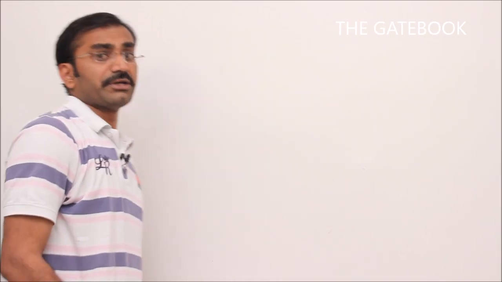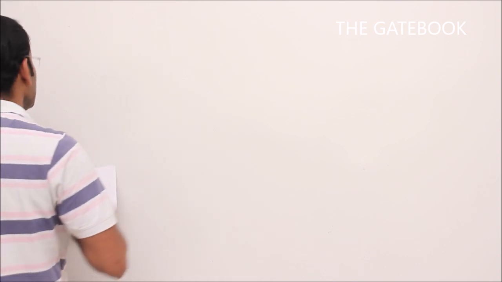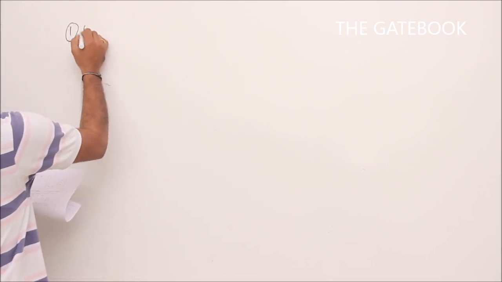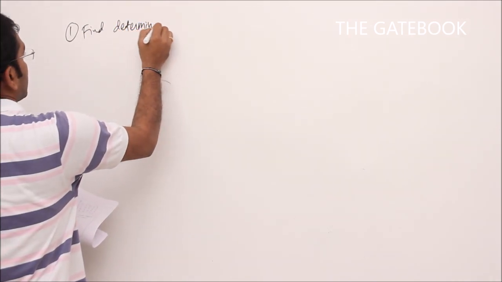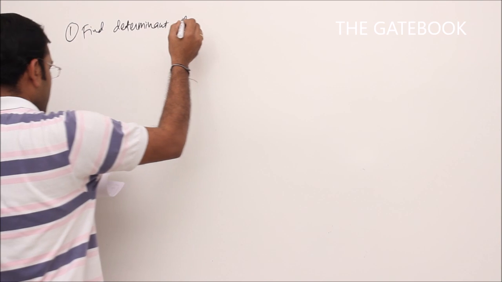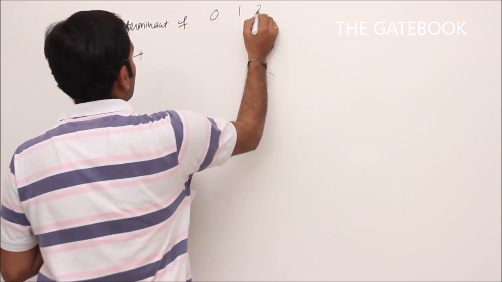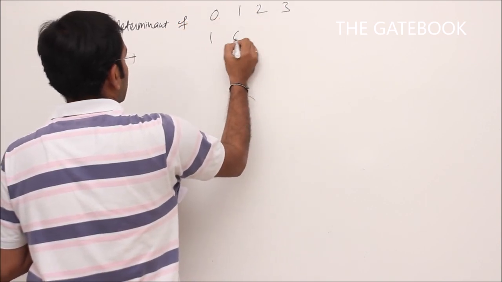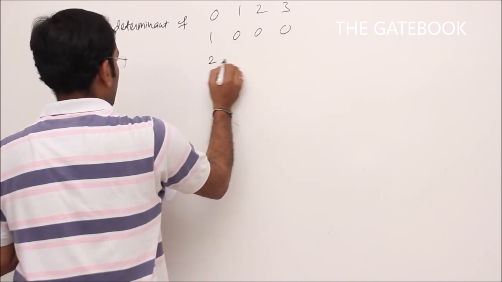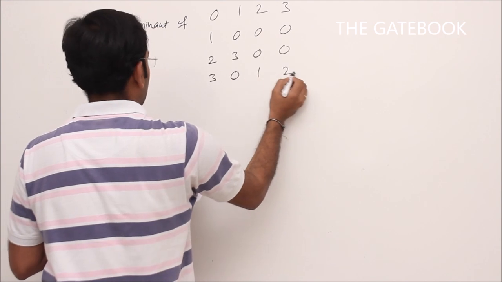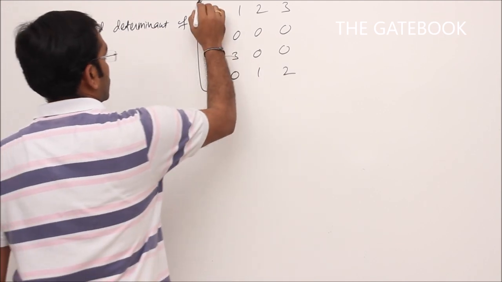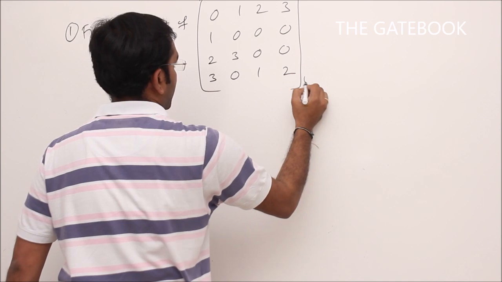Now we'll do problems on determinants. First problem. Find the determinant of the matrix 0, 1, 2, 3, 1, 0, 0, 0, 2, 3, 0, 0, 3, 0, 1, 2. So find the determinant of a 4 by 4 matrix.